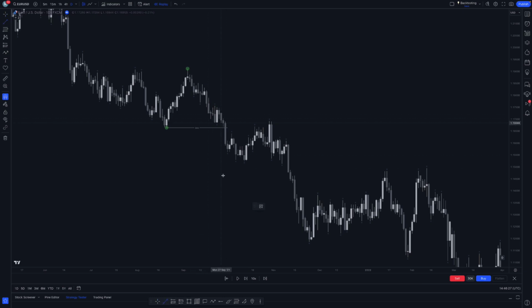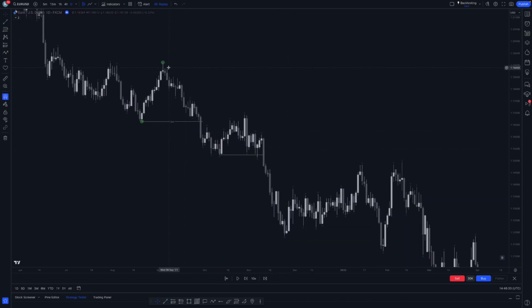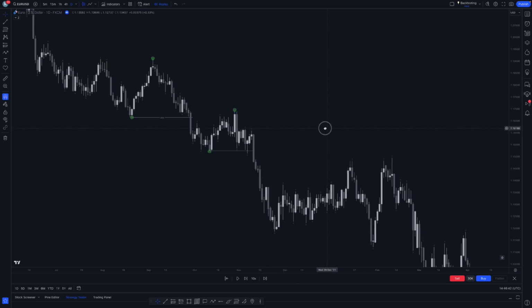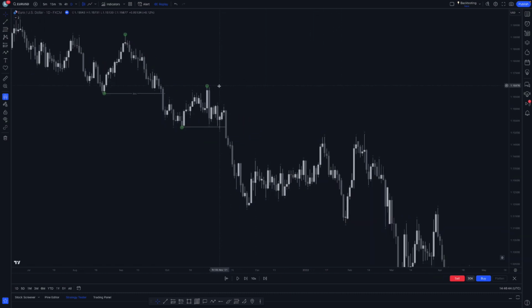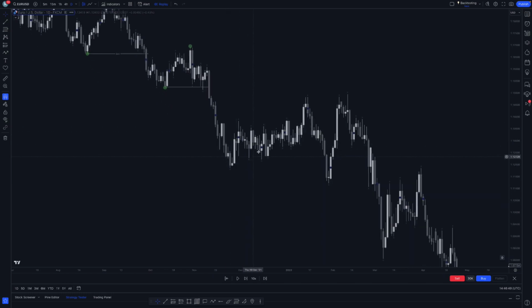And then as you can see, we get a pullback right here, and then we get a break of structure to the downside. So what these green dots do is keep it quite clean and show us where our swing lows and our swing highs are, without getting mixed up in all of the noise on the time frame that we are looking at market structure on. Again, as you can see, we break structure to the downside, and then we get a significant pullback right here, and then another break to the downside.